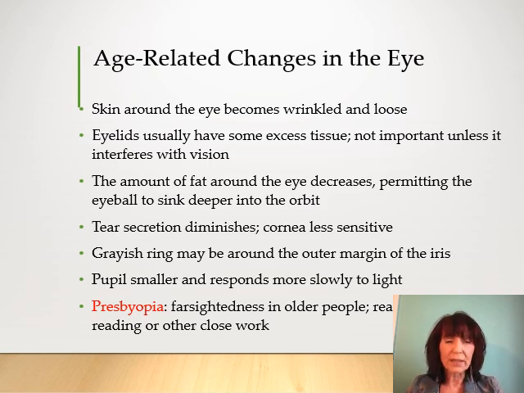Anyway, there's a grayish ring you may be seeing around the outer layer of the iris. The pupil's smaller and responds more slowly to light. And a word, I put it here in red because it's important for us to know. What's presbyopia? Well, that's farsightedness, and it begins to show around age 40 when they need reading glasses. Yep, like this, reading glasses around age 40, and that's exactly when it started happening.